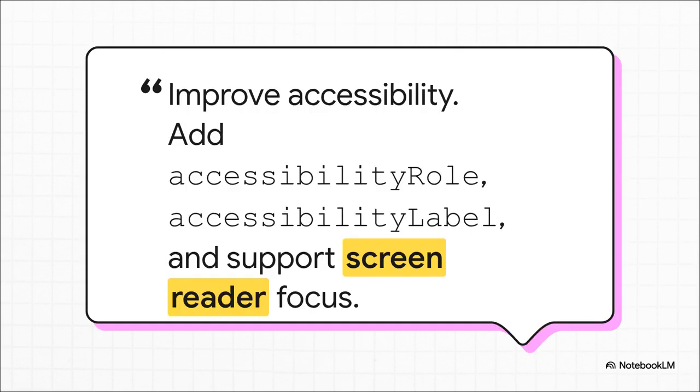We're not just vaguely asking to make it accessible. That's way too broad. We are specifically requesting the implementation of key accessibility features: the role, the label, and making sure it has proper focus management for screen readers. This tells the AI that you're an engineer who knows what you're doing, and you need specific, code-level help.